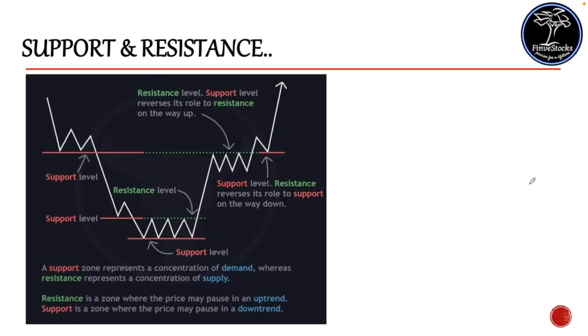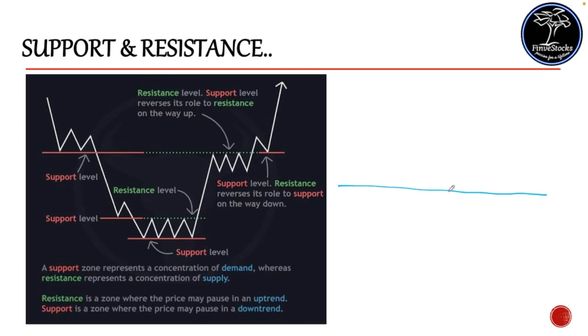So the resistance and support level is decided by the concentration of demand as well as supply. The support zone is represented by concentration of demand, whereas resistance zone is represented by concentration of supply. So resistance is a zone where, when the price is going in an uptrend, in between it will take a pause. That stickiness of the price range is called the zone of resistance. Whereas when the stock is going down, forming a sticky patch in between on price action is called the support zone. So support and resistance are not different. Both are the same line.